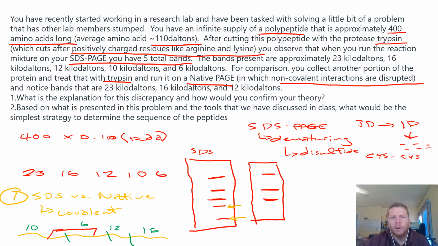Okay. Now, with that said, what did not change between our SDS and our native was this 23 kilodalton protein. Now, before we proceed and really analyze that, if we have something that is 400 amino acids long, each amino acid is 0.110 kilodaltons, we're talking about something, and I'm going to get my calculator out just so I don't screw up my math.